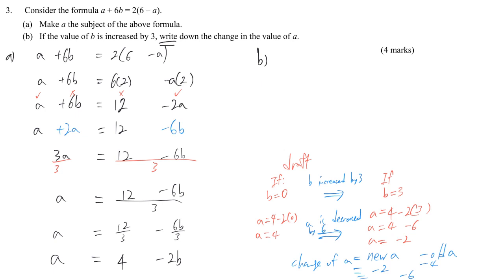And then we just need to write down our answer directly. The change of value of A is A decreased by 6. That's the answer for part B.